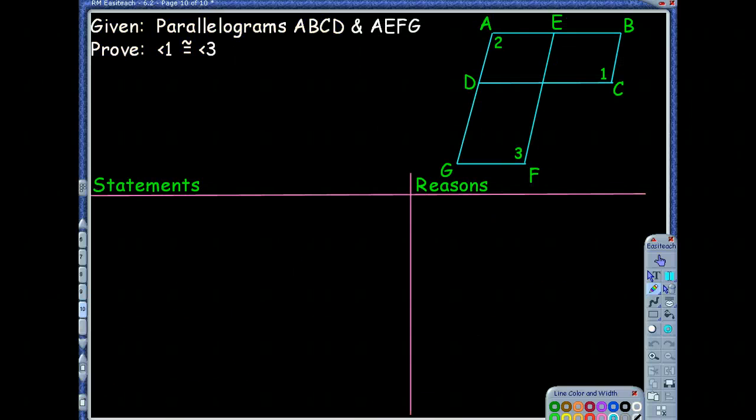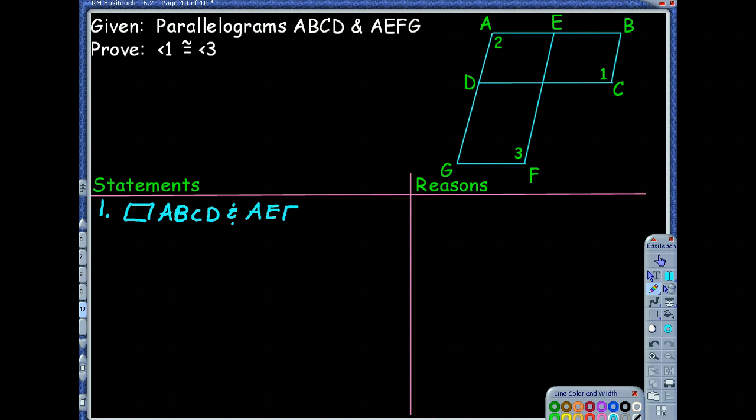All right, one more proof. Notice the given this time gives you two parallelograms, but take a look at your picture. To me, I see several different quadrilaterals. They also have things labeled kind of nicely for you. So make sure you understand which are the parallelograms that they're talking about.